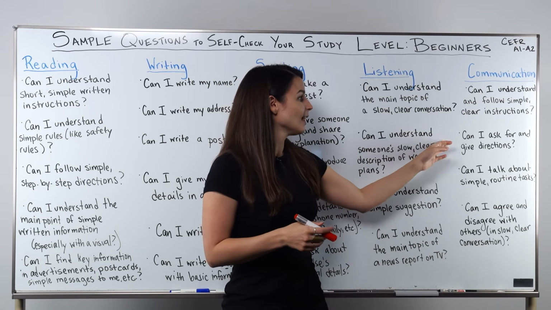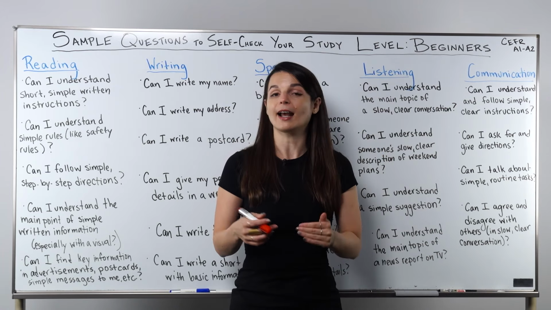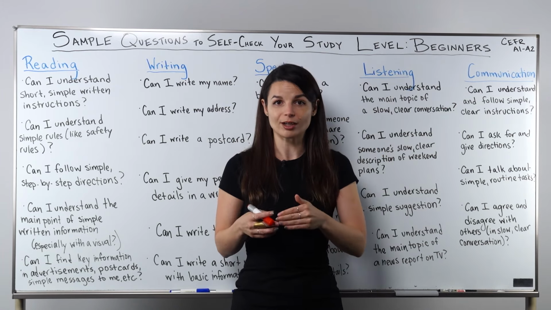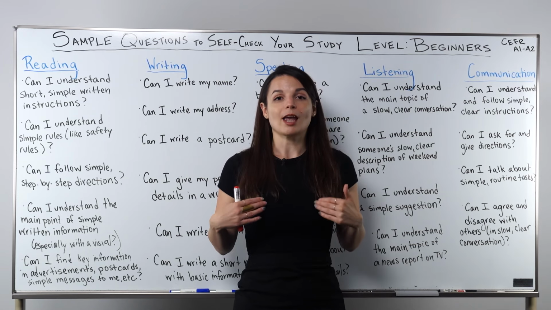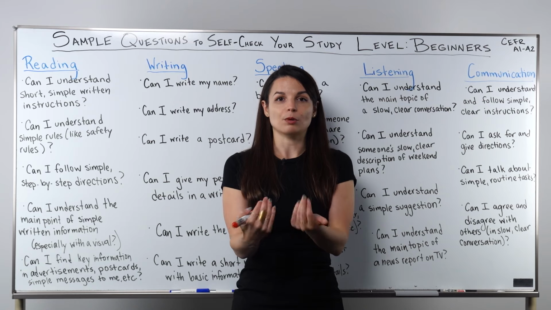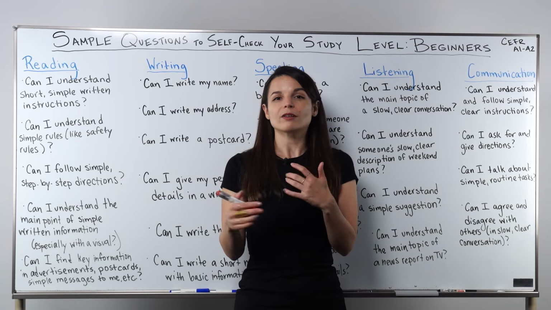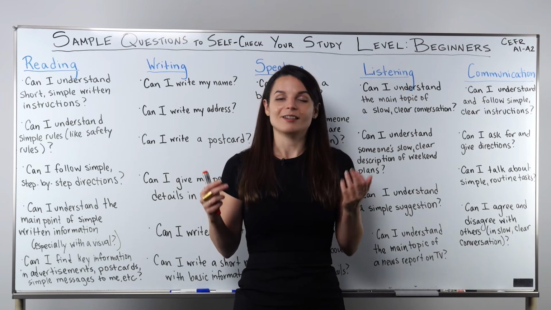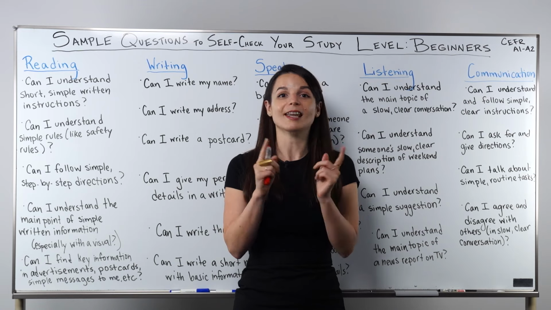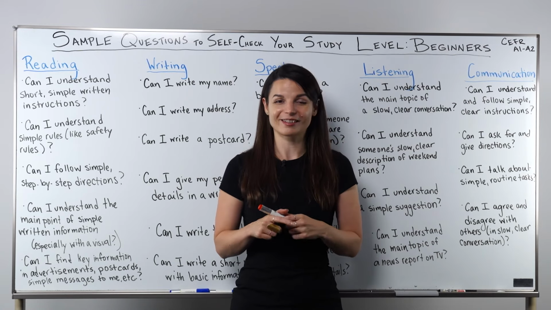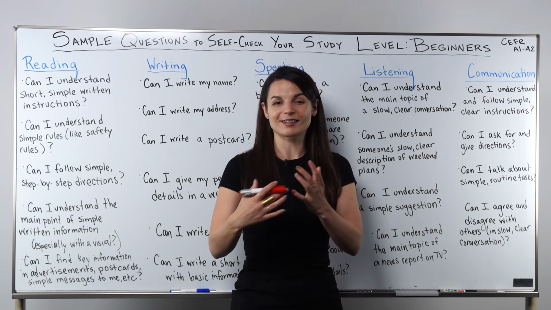Okay, next, can I ask for and give directions? So this is a very basic skill set, of course, being able to ask someone, for example, where is the station? Or where is the library? Or where is the restroom in this store? So being able to ask for directions is important. But also, can you give directions? So this is a great way to check your communication skills.